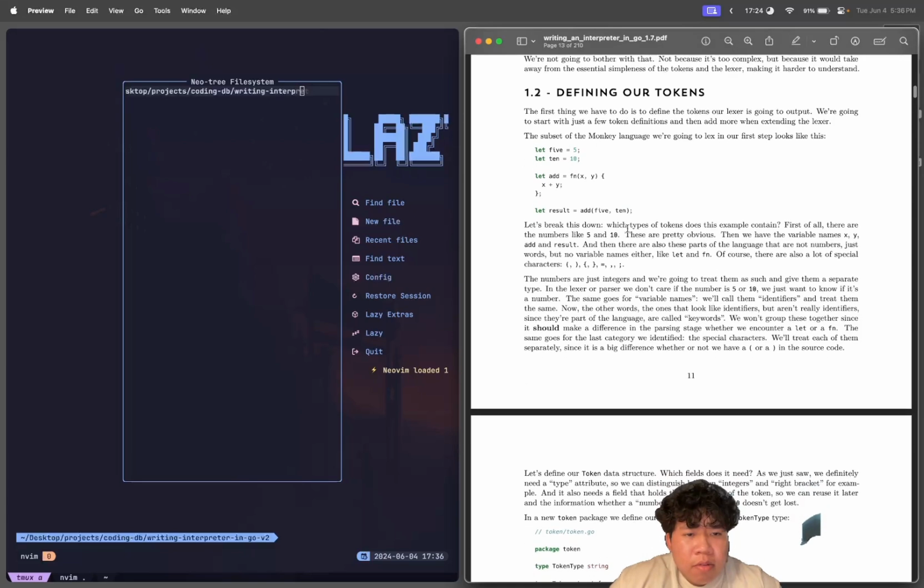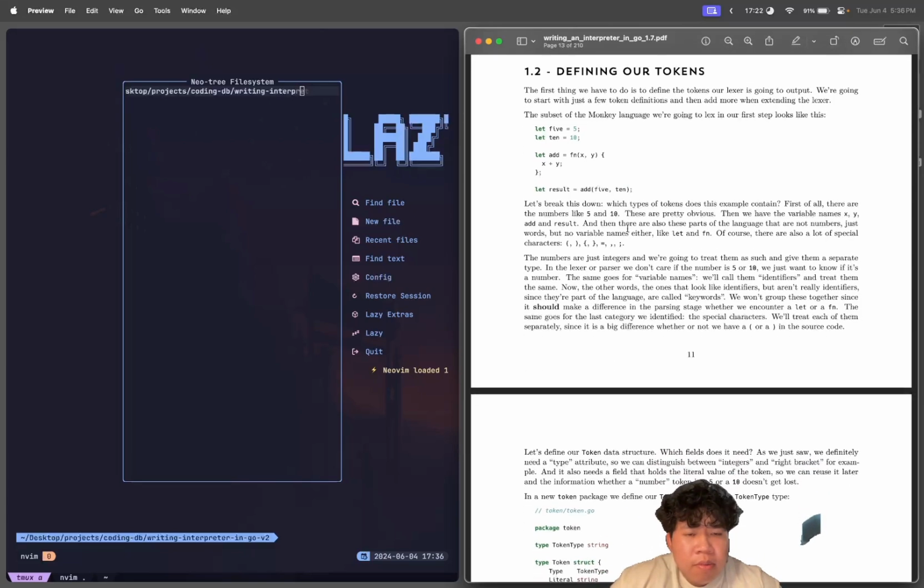So let's break this down. First of all, there are numbers like 5 and 10 that are pretty obvious. Then we have the variable names x and y, and add, and result. And then there are also these parts of the language that are not numbers, just words, but not variable names either, like let and fn. Of course, there are also a lot of special characters.